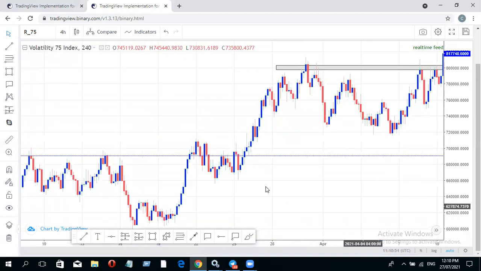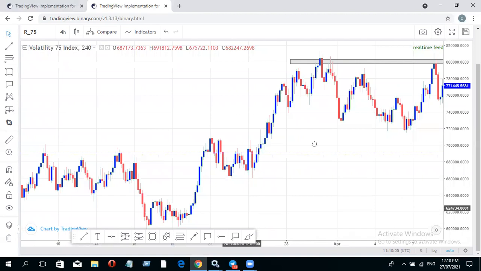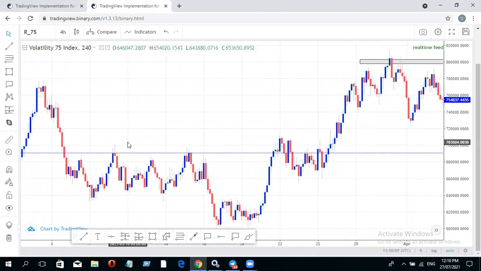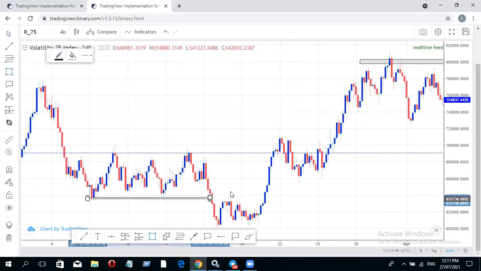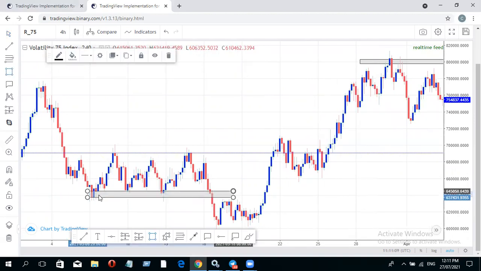Let's look for another example of this. I can't really find a breaker block for now, but they're also there. Okay, look at this. This is another example. As you can see, that was some kind of zone. Lower high, lower low. This was the last bullish candle, which caused this push and then broke.